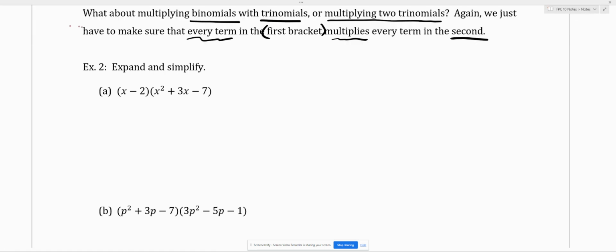Okay, so let's do this. Let's go back to red. So my first term is an x here, so I have to make 3 multiplications. I have to do 1, 2, 3 multiplications. So this first one is x times x squared is going to give me x to the 3. Okay, using our exponent laws. 1 plus 2 is 3. X times positive 3x is going to give me positive 3x squared. X times -7 is going to give me -7x.